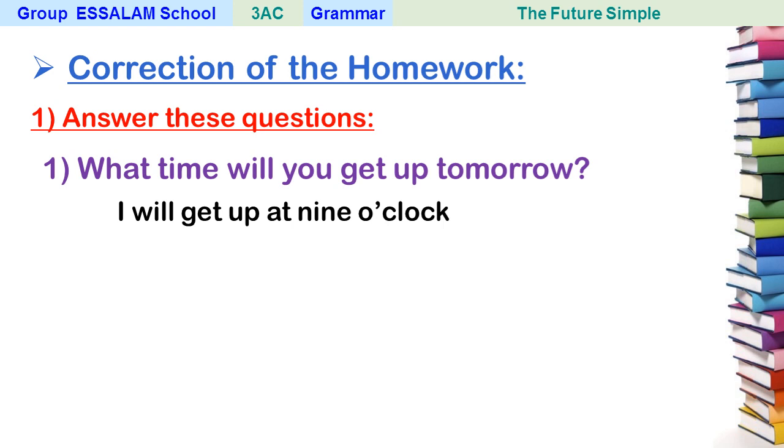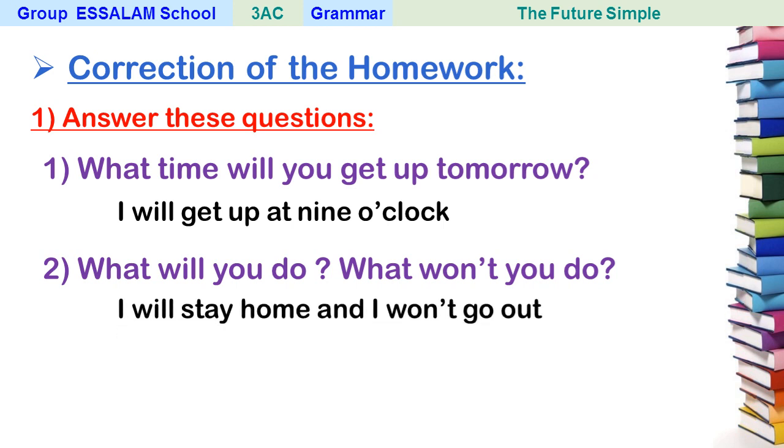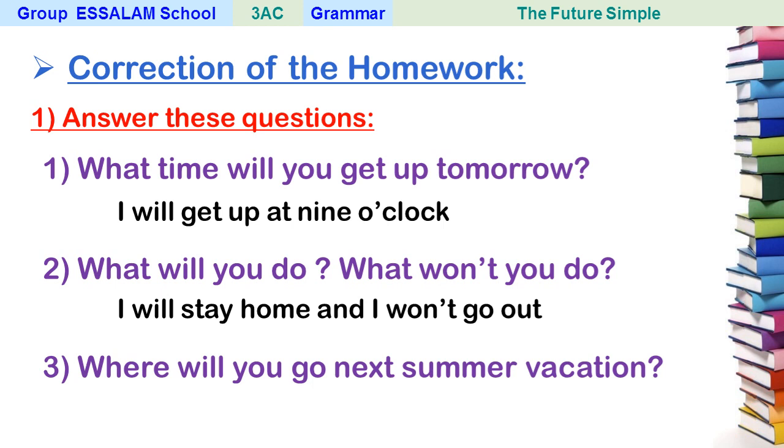Yes, that's it. Number 2, what will you do? What won't you do? I will stay home and I won't go out. Here you can have other answers. I just give you some examples. Number 3, where will you go next summer vacation? I will travel to France, for example. Concerning the answers here, you cannot use I am going to travel to France. No, it's forbidden. Try to obey the rule, because here we are only focusing on will and will not.